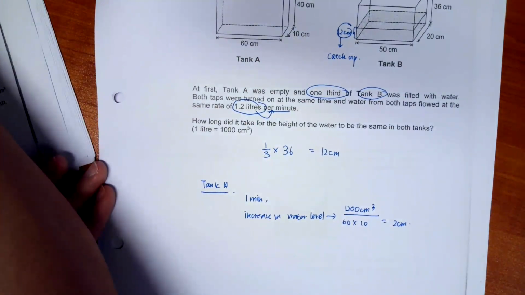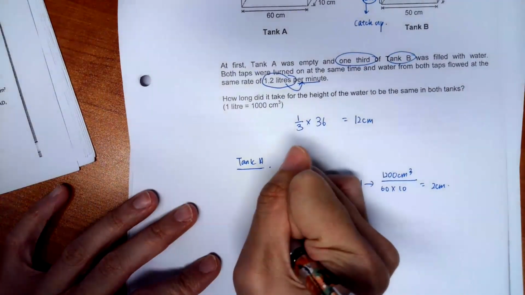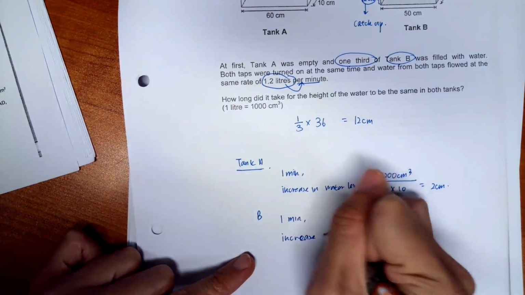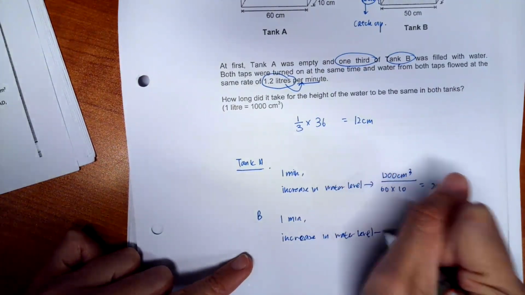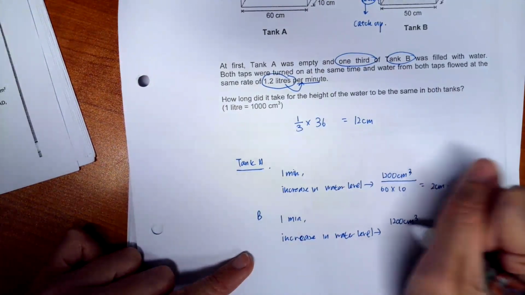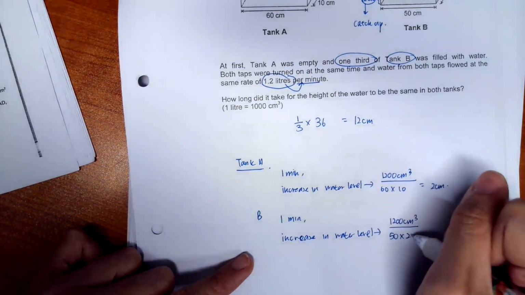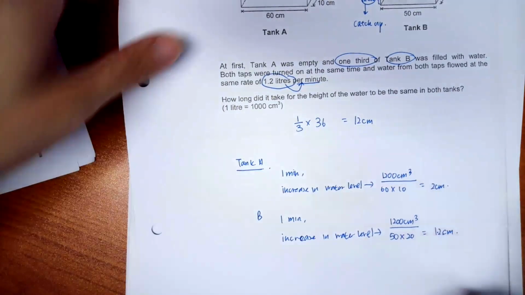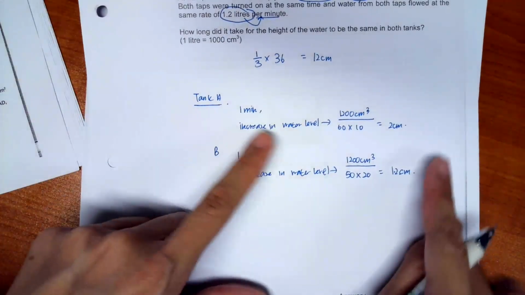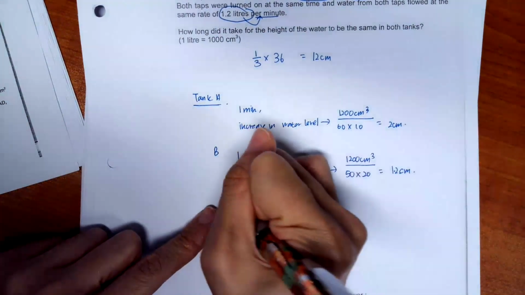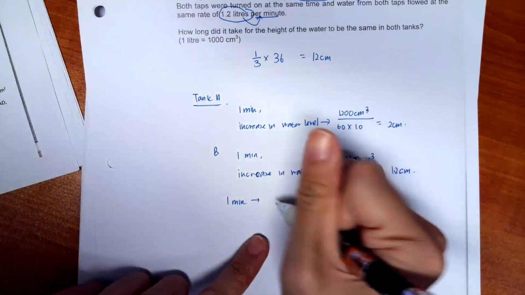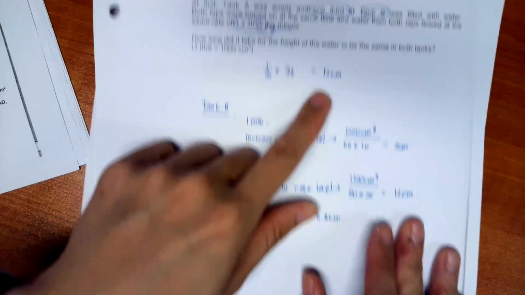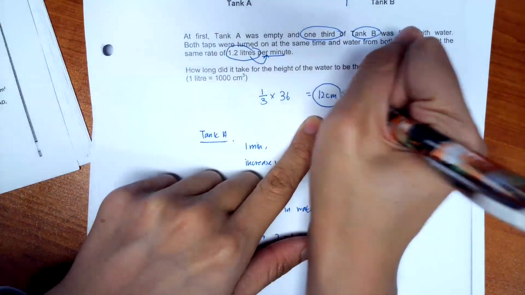Now for tank B, in 1 minute, the increase in water level will be same amount of water that comes in, divided by the base area of 50 times 20. The increase in height is 1.2 cm. Okay, the increase in height is 1.2 cm, for A is 2 cm. So in 1 minute, A can catch up by 0.8 cm. In total, A has 12 cm of the height gap to actually catch up.